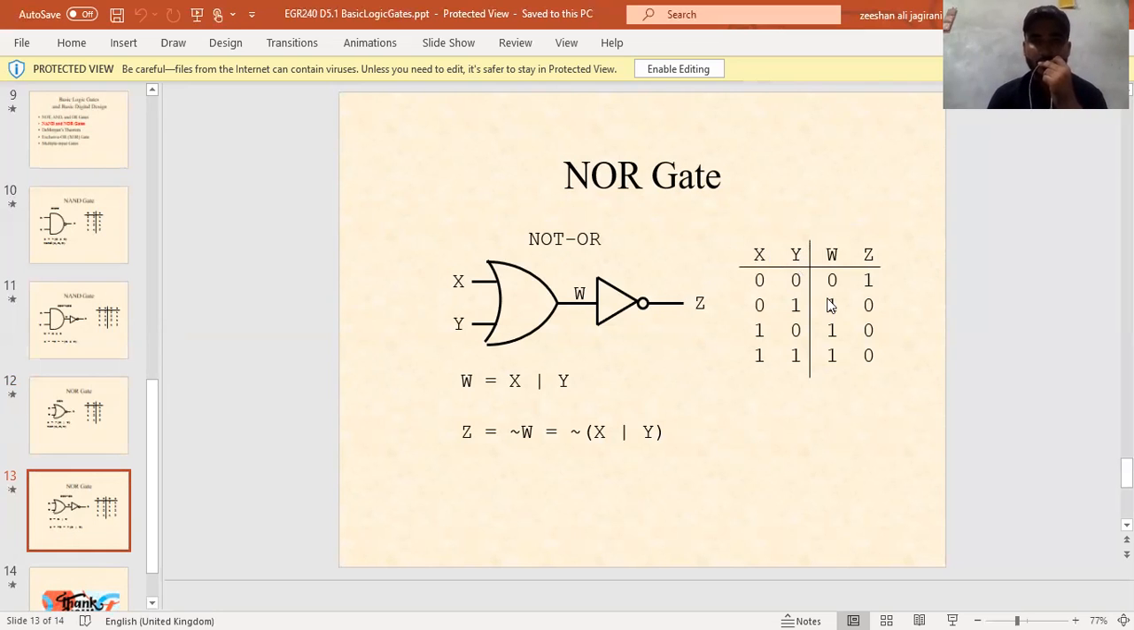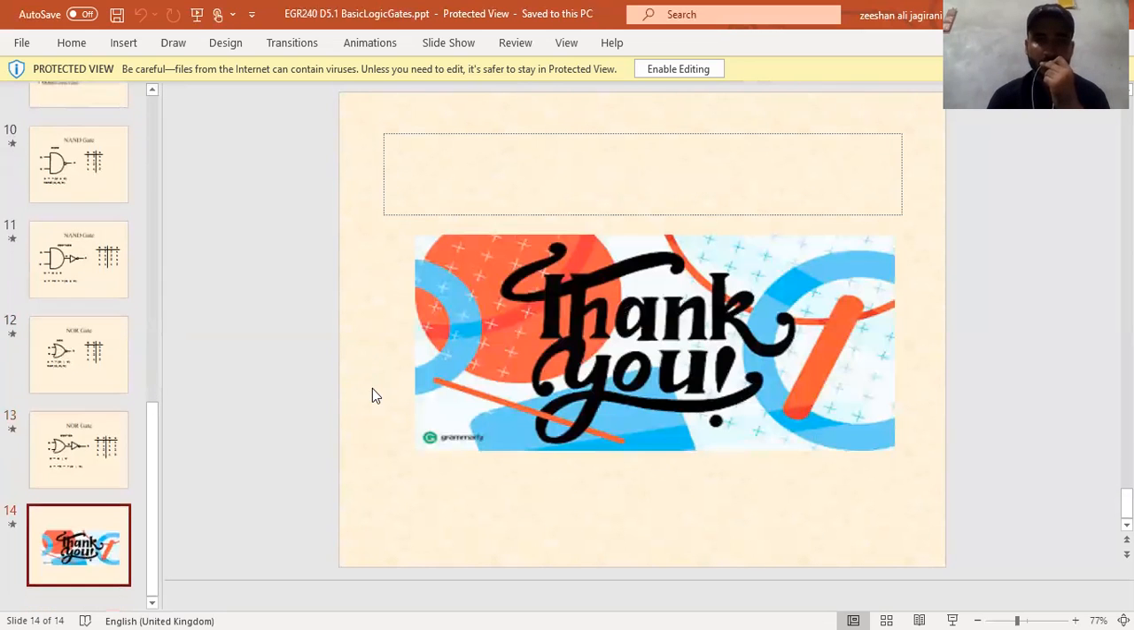Now X and Y 0, 0 gives the value 0, and the inversion of 0 we will get 1. And here it's the same, look at this, 0 plus 1 will be 1, the inversion of 1 will be 0, which is the real output. So here the same methods. Thank you so much.